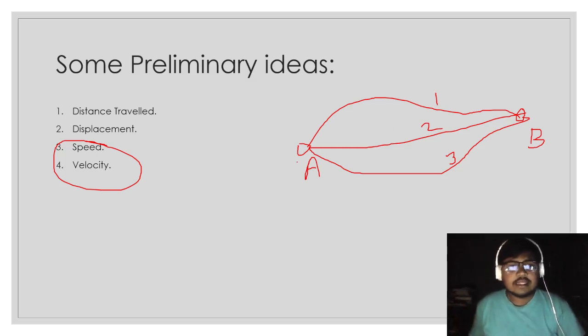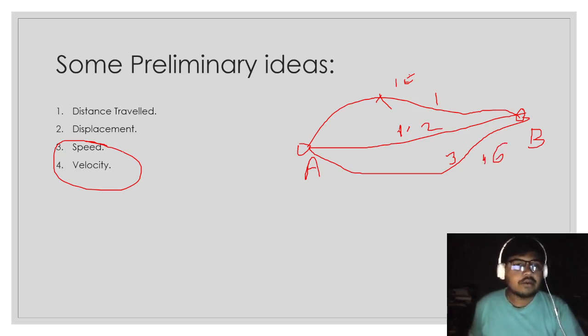In the case of displacement, we consider path 2. This is displacement, and in the case of distance traveled, we can take any path. For path 1, suppose the distance traveled is 150 units, for path 2 the distance traveled is 80, and for path 3 the distance traveled is 96.